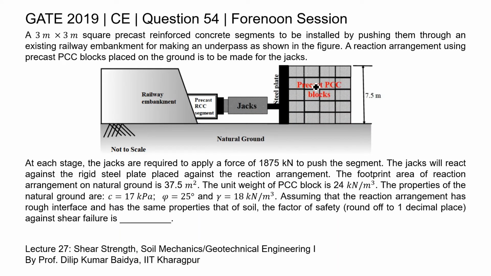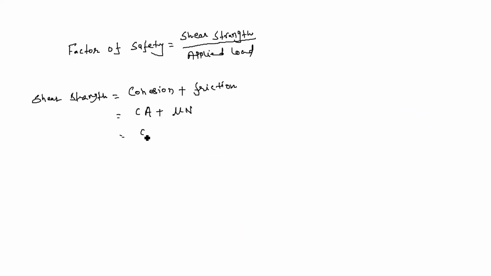When we analyze the forces on this PCC block, we get two forces in the vertical direction. The first force is the normal force in the upward direction and the second force is the weight in the downward direction. So, the normal force is equal to the weight of this PCC block. So, we can write shear strength as C A plus mu into this normal force, that is the weight of the blocks. Here mu is equal to tan phi and weight W is equal to unit weight into volume.